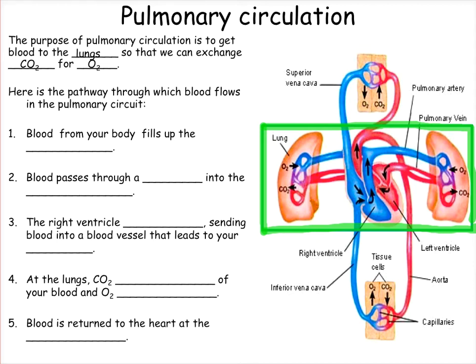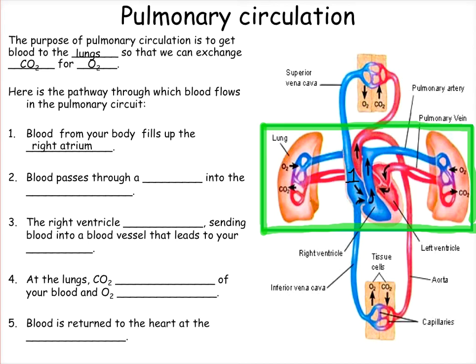Okay, here's the pathway through which blood flows in the pulmonary circuit. First, blood from your body fills up the right atrium. That is here. I'm going to number these. You can kind of number them along with me. So this is number 1 here. That is the location of the right atrium. And that is where blood from your body is going to drain to begin the pulmonary circuit.